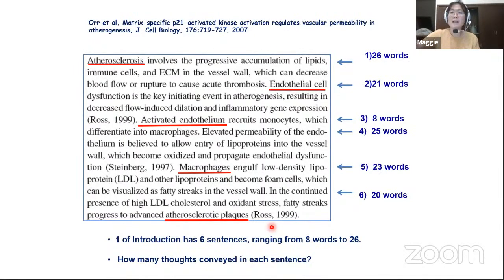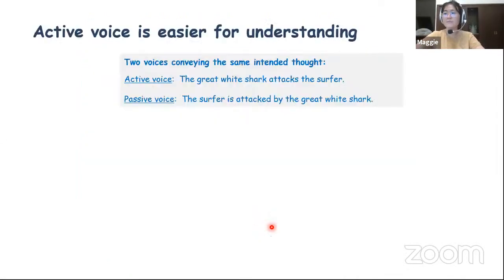And then the previous one and the later one should be logically related to each other. That's a good sample for writing sentences. And then let's talk about the voice for the writing. The active voice usually is easier for understanding. There are two voices conveying the same intended thought here.